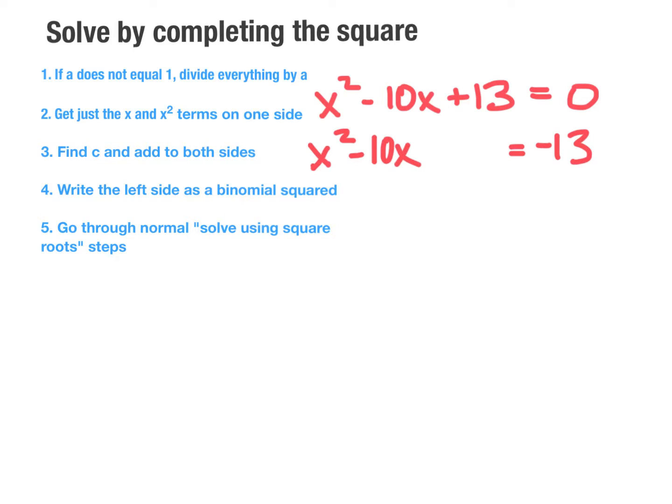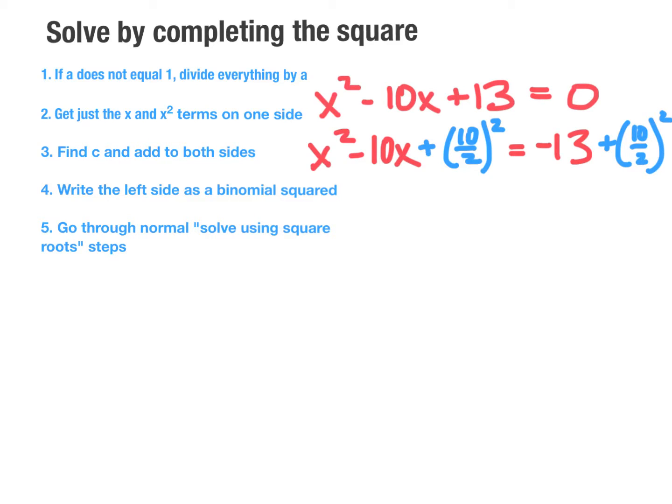Notice that I left a big space here because I'm going to add in that term that's going to make it complete the square, just like what we've been doing. All right, find c and add it to both sides. So let's do that the same way that we've been doing. I'm going to add half of the middle term squared to both sides.